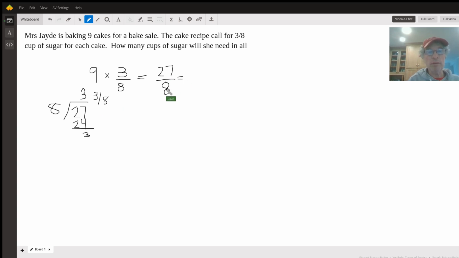You could also do it in your head by using your multiplication table. You know that 8 goes into 27 3 times because you know that 8 times 3 is 24. Then you would have 3 left over. But either way, the final answer is going to be 3 with 3 left over, and that will be 3/8.